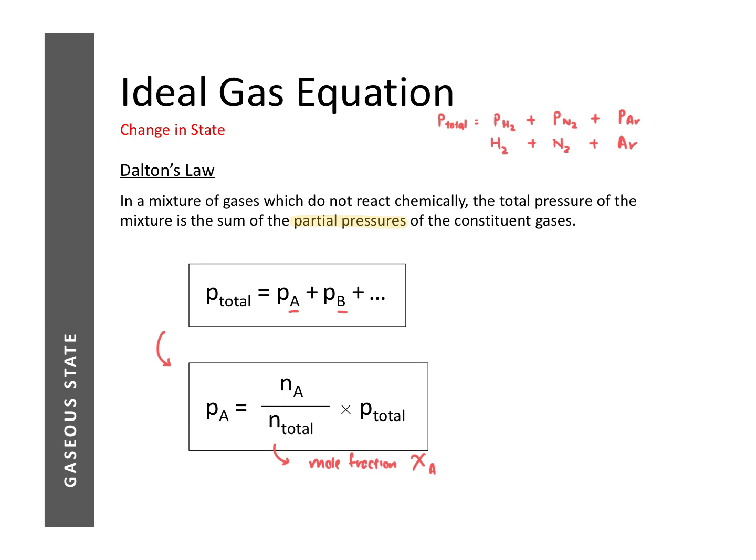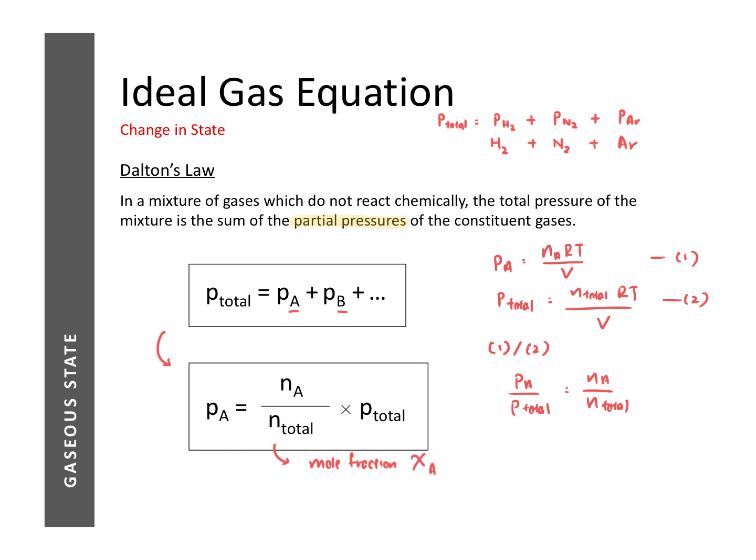Okay, in fact, we can derive the bottom equation from the top. It all starts with the ideal gas equation, so let me very quickly show you how. Let's say we are looking at the partial pressure of gas A. Using the ideal gas equation, it will be equal to nA RT over V, and then the total pressure is equal to n total RT over V. If we take equation 1 divided by equation 2, we arrive at PA over P total equals nA over n total. And then if we just bring the P total over, we arrive at the equation.